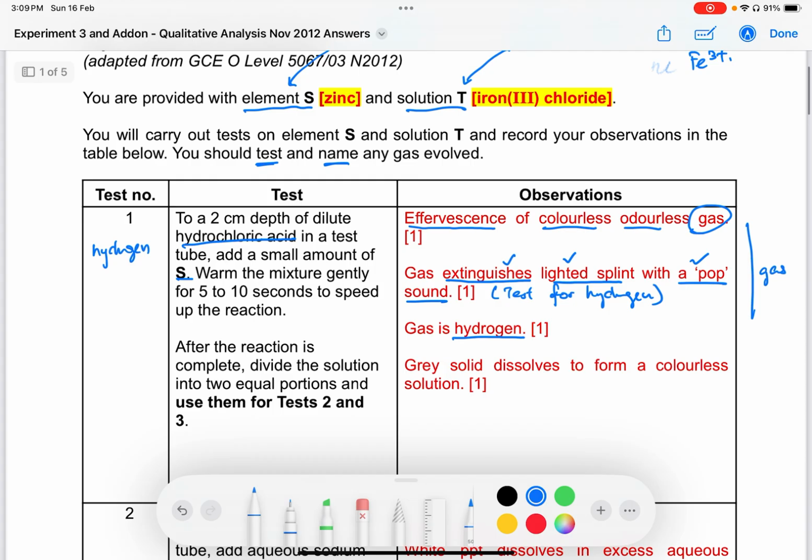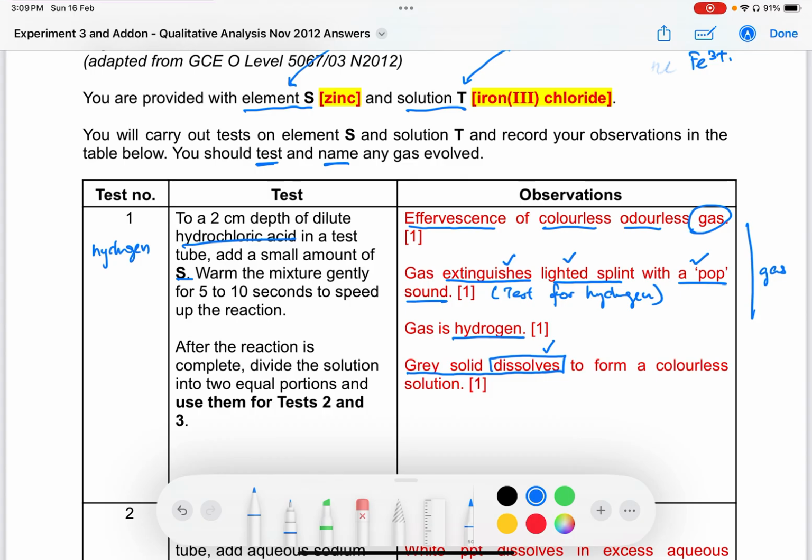The next part is really looking at when you add the element S to the acid, what do you really observe? Because you know it's a metal plus acid, I would expect the gray solid to dissolve because the metal would be reacting. So don't just write it's a gray solid, you need to write that the gray solid dissolves. So how do you know it's dissolved? You realize that there's lesser and lesser of the gray solid.